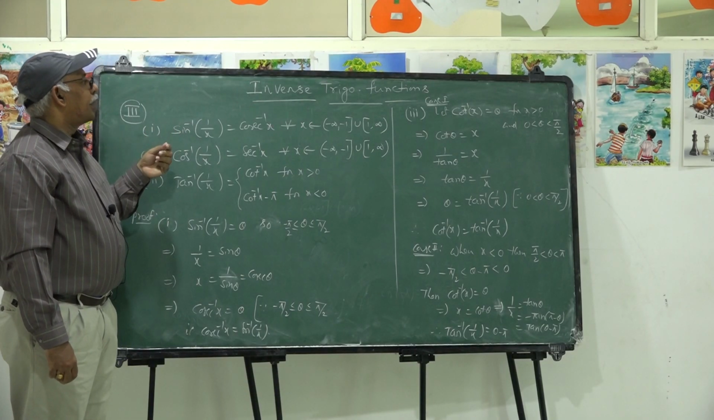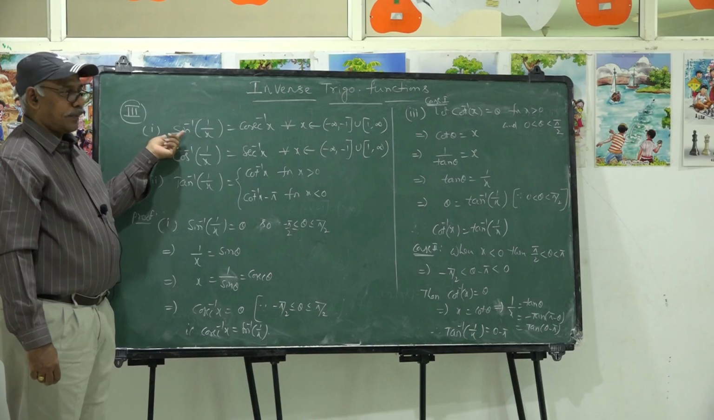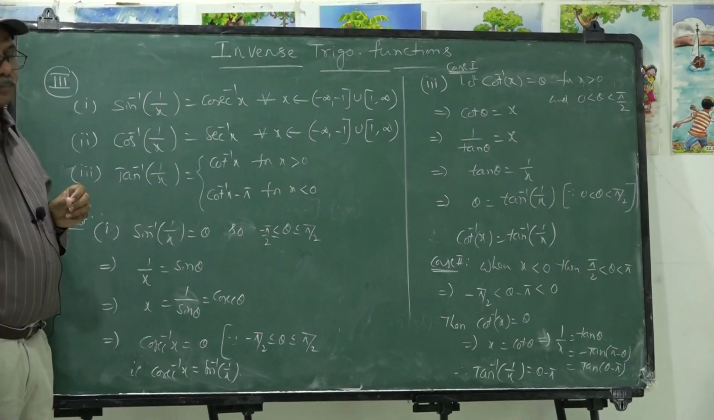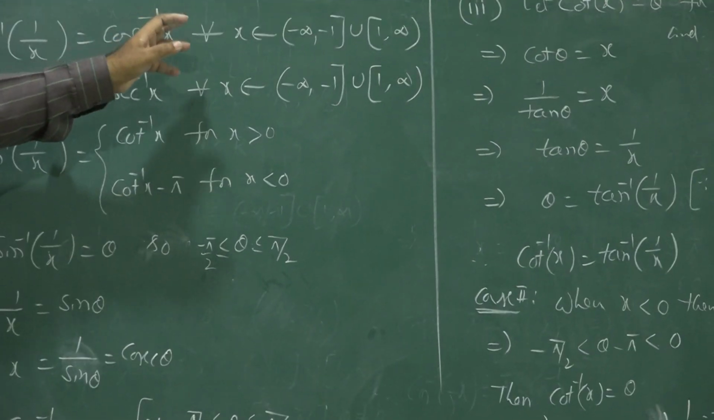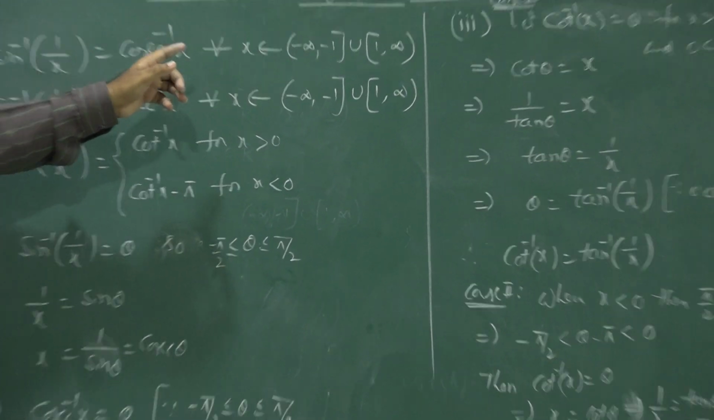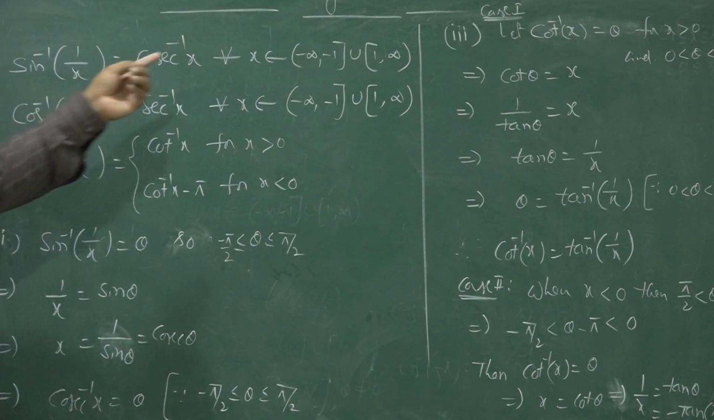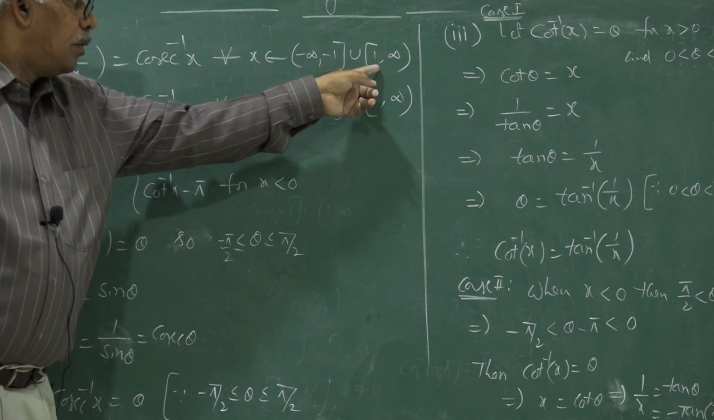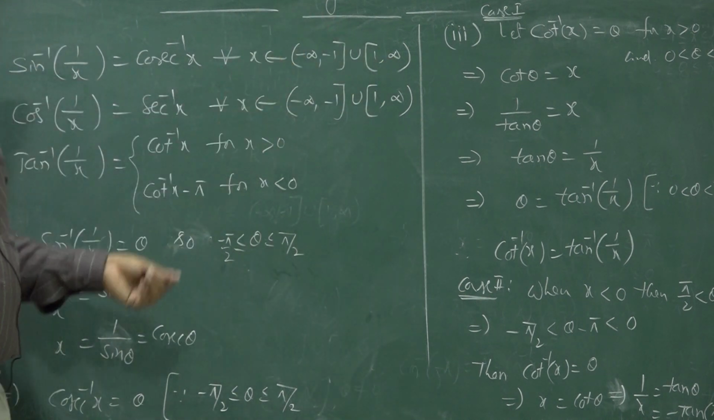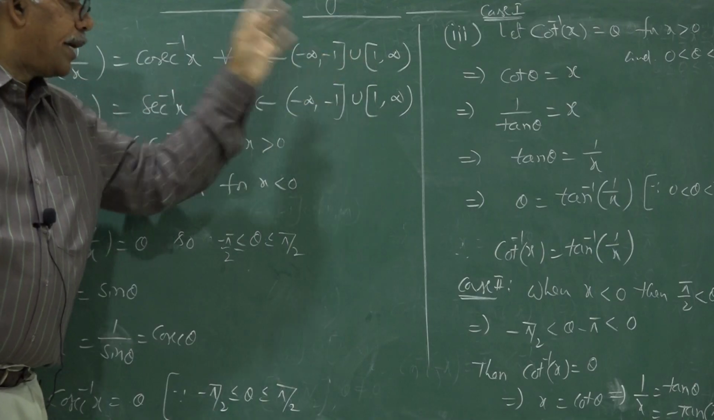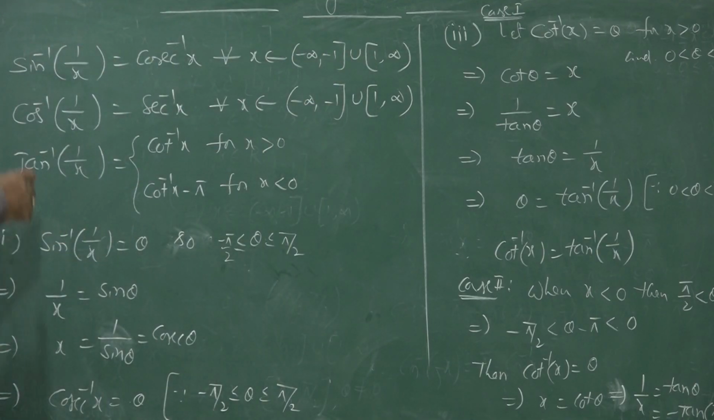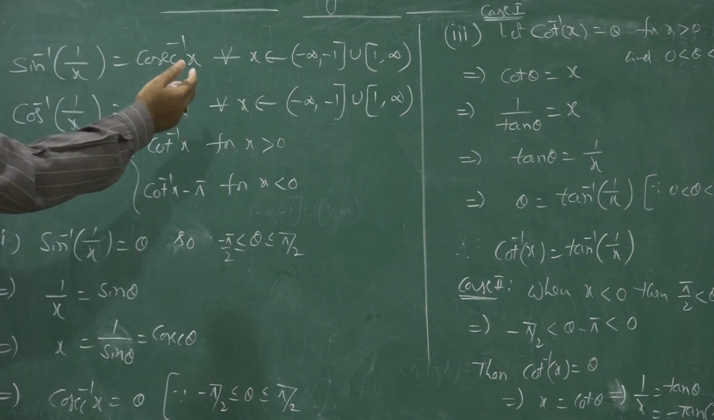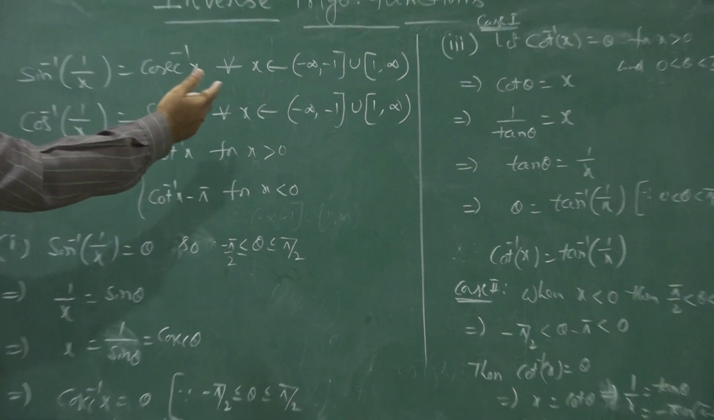Coming to the third property of inverse trigonometric functions. Sin inverse of 1 by x is cosec inverse of x, which is valid for all x that does not lie between minus 1 and 1. That means x belongs to minus infinity to minus 1, closed at minus 1, union 1 to infinity, closed at 1. That means x takes both the values 1 and minus 1. Similarly, cos inverse of 1 by x is secant inverse x, whenever x does not lie between minus 1 and 1.